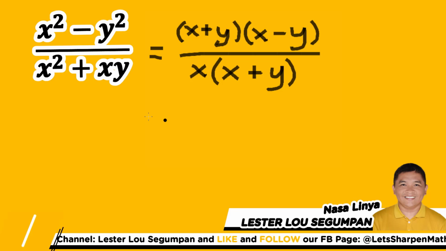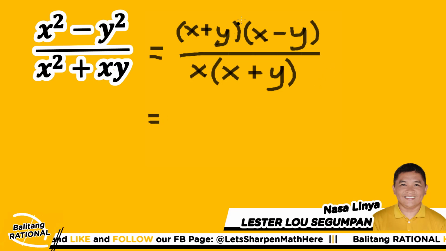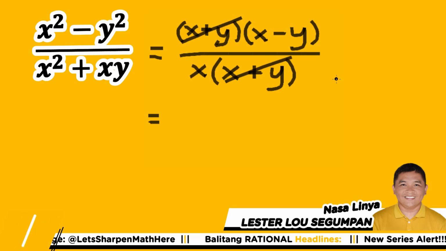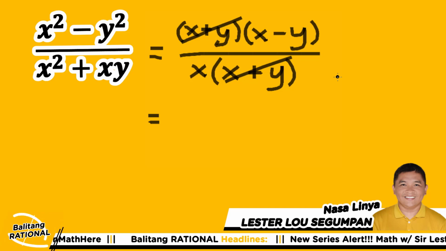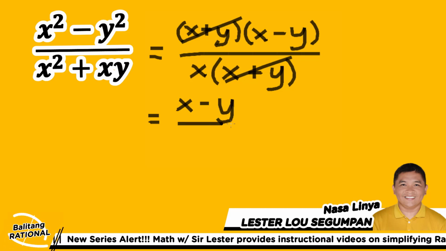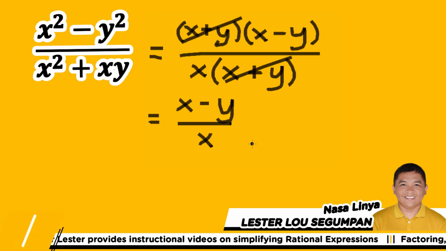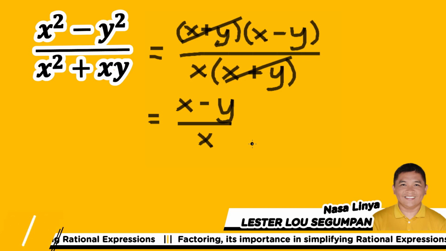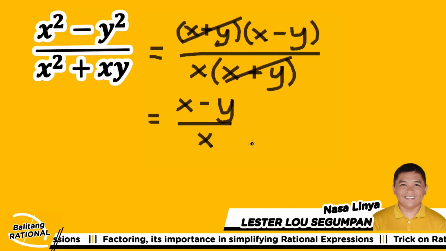Seeing that there are common factors on our numerator at saka yung denominator natin. The common factor I mentioned is x plus y here at may isang x plus y din dito. So yung mga matitirang expression, yun yung sagot natin. For our numerator, we have x minus y. At saka yung denominator natin is just simply x. Ibig sabihin nito, yung x squared minus y squared all over x squared plus xy can be represented in a simpler form of rational expression, x minus y all over x.